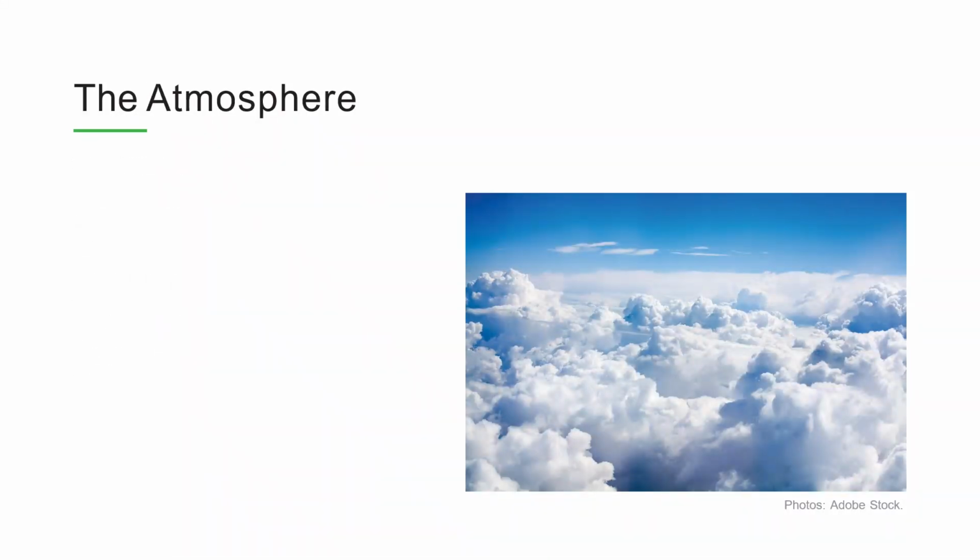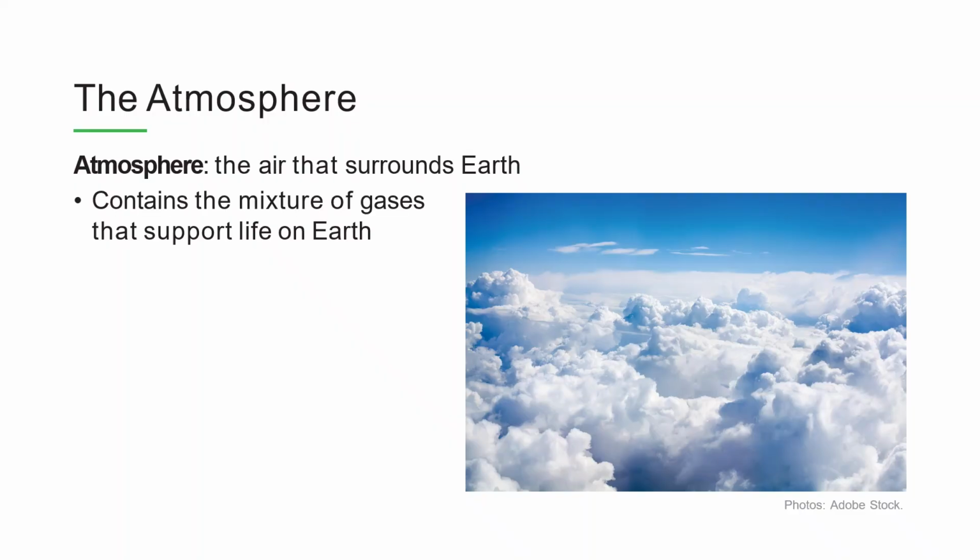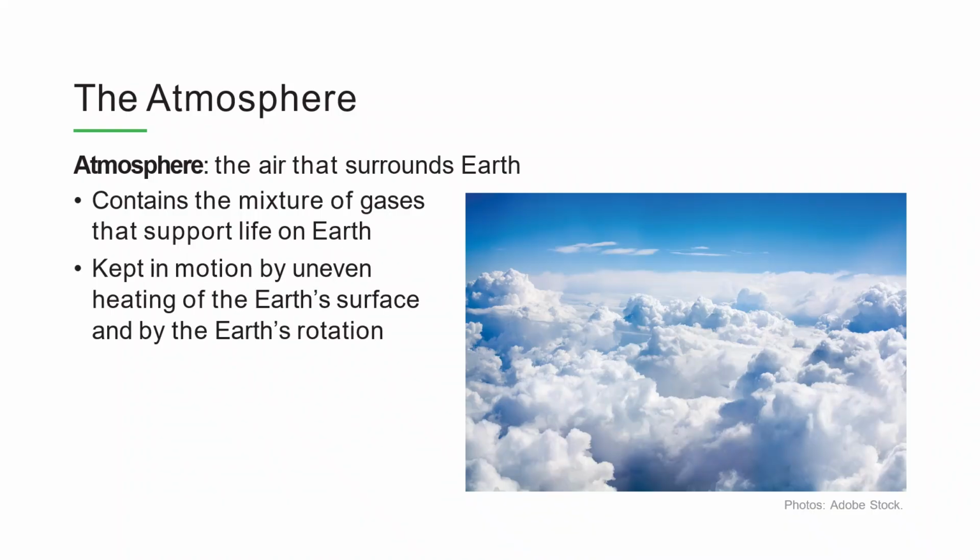The atmosphere is the air that surrounds the Earth. Atmos is Greek for vapor, smoke, or steam. It contains the mixture of gases needed to sustain life on Earth. And the atmosphere is kept in motion by the uneven heating of the Earth's surface and by the Earth's rotation. So this might sound familiar from our last video. That same uneven heating that causes the seasons also causes air currents and wind.